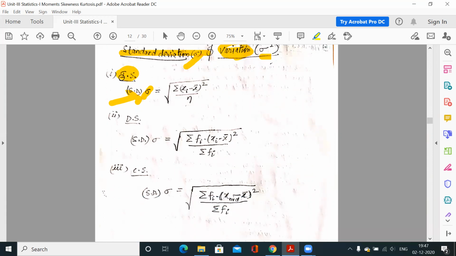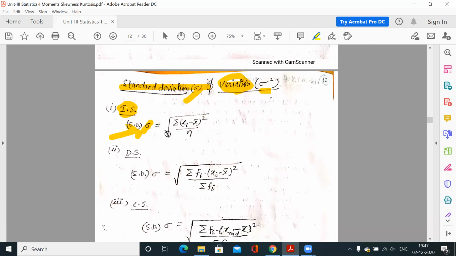For an individual series, where the x points are individually given without any frequency, so simply you have x values 1, 2, 3, 9, 1700, like this, how to calculate the standard deviation? It is the square root of summation xi minus x bar squared by n. Now what is n? N is the number of observation points. Xi is the different values in the data, and x bar is the arithmetic mean.